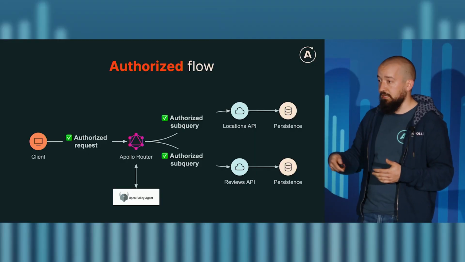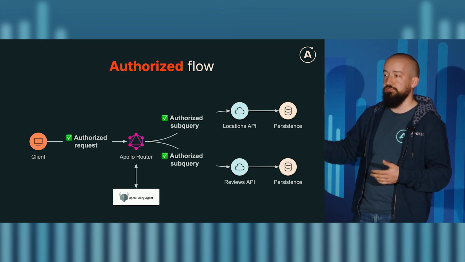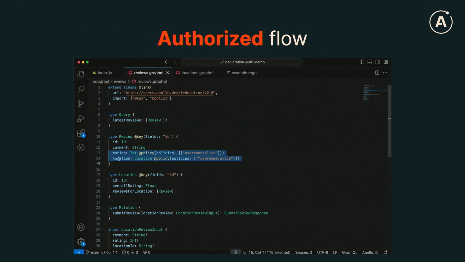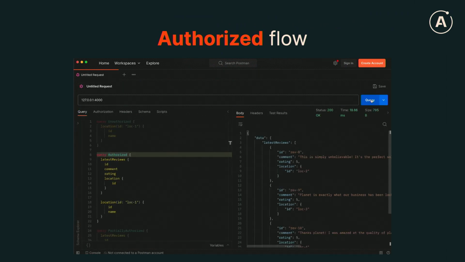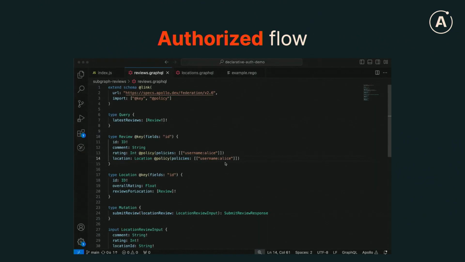Now the authorized flow is the exact opposite of that. We have a client, and we're going to issue a valid auth token. The Apollo Router will again broker that with Open Policy Agent, and it will allow both requests to go through to the individual APIs. So here we are looking at two examples, the review type. We've annotated two types here. I'm going to set the authorization header, and we'll see all the data come back as expected.